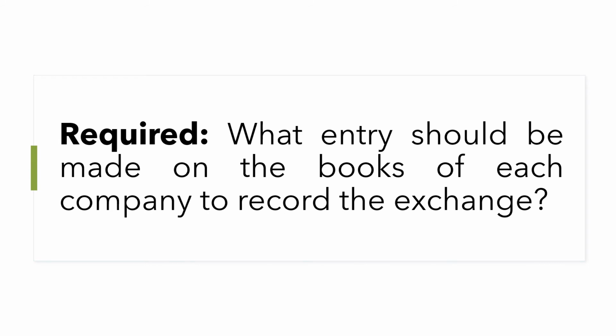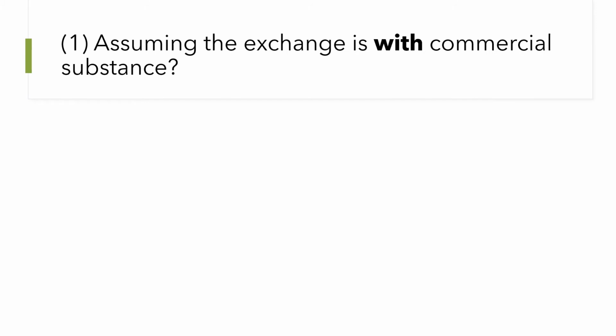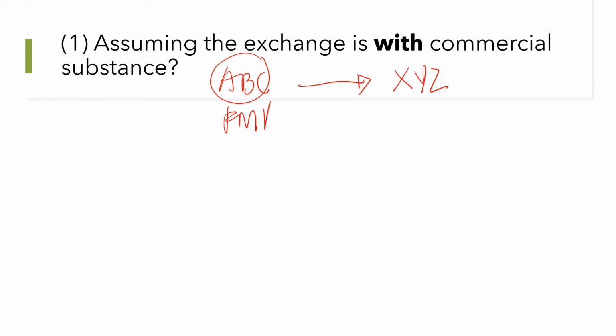It says, what entry should be made on the books of each company to record the exchange? Take note, we have two assumptions here. The first assumption is assuming the exchange is with commercial substance. So, this time with commercial substance. When there is commercial substance, the asset given up will be recognized, or the asset received will be, since it is from ABC to XYZ. The rule there is, since there are two assets, the fair market value of the asset received, meaning from XYZ to ABC, or the asset given up.